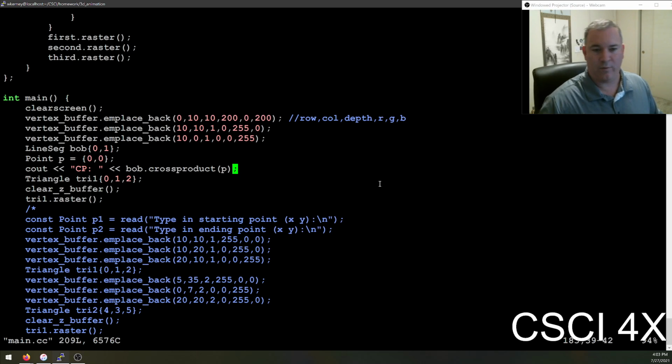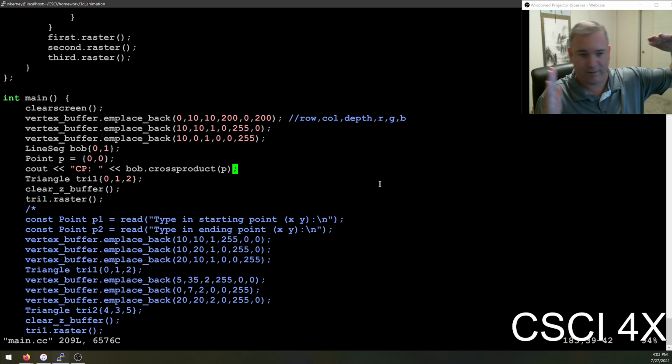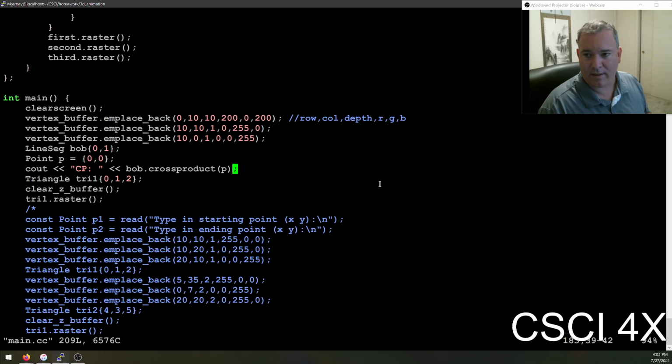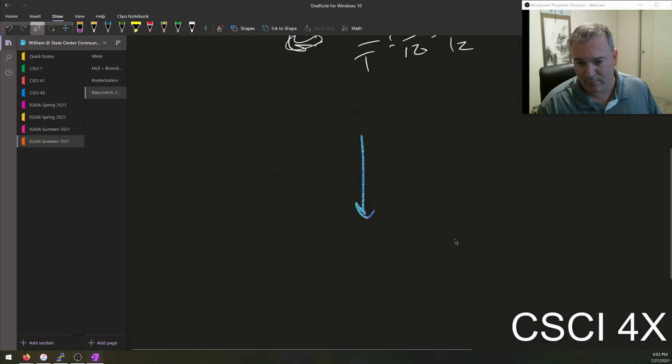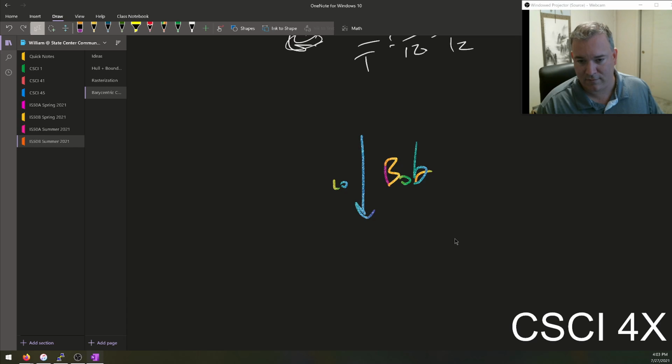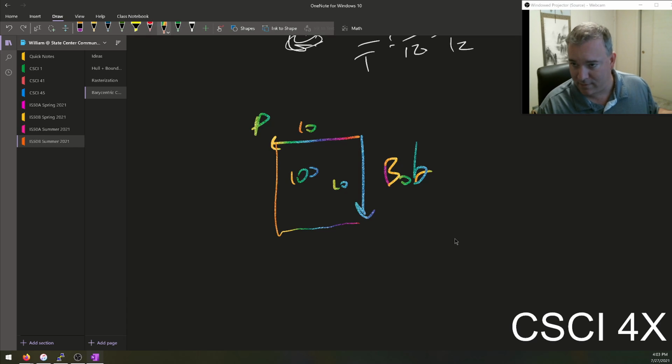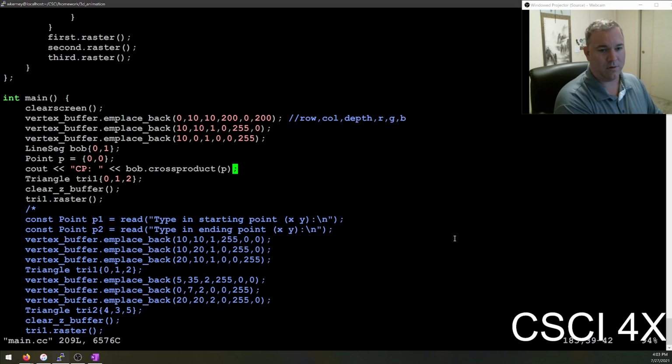Good. So we've got a line of length 10 coming down, line of length 10 coming across. So the cross product is 100 because of the quadrilateral formed, right? So the calculation we did right there: we have Bob, which is a vector coming down 10 units. And then we have P over here, which is 10 to the left. And so the cross product forms a quadrilateral with those two as the legs. So obviously the area is 100. So good, that worked.